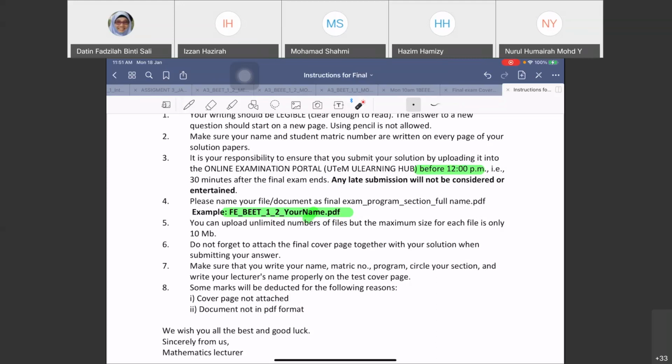But this time for the final exam, please make sure you attach your cover page. As I mentioned previously, all these scripts are ISO documents. So at the end of the day, they will get audited, when the panel comes.